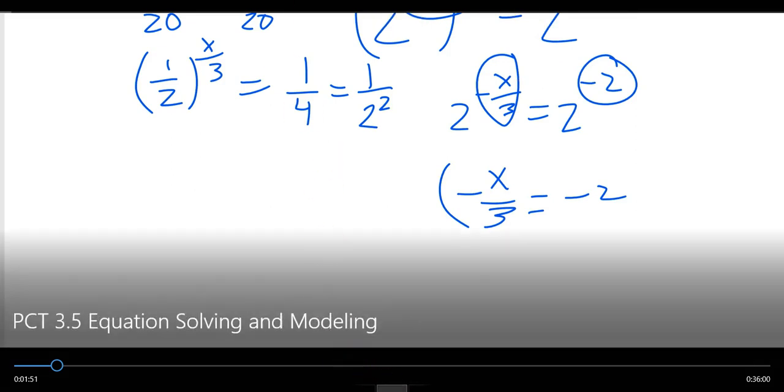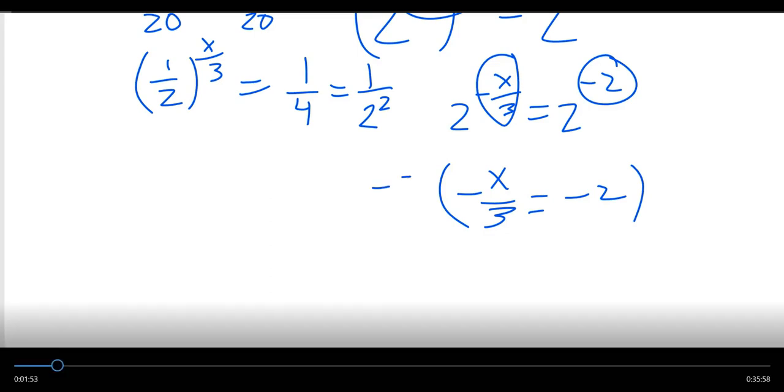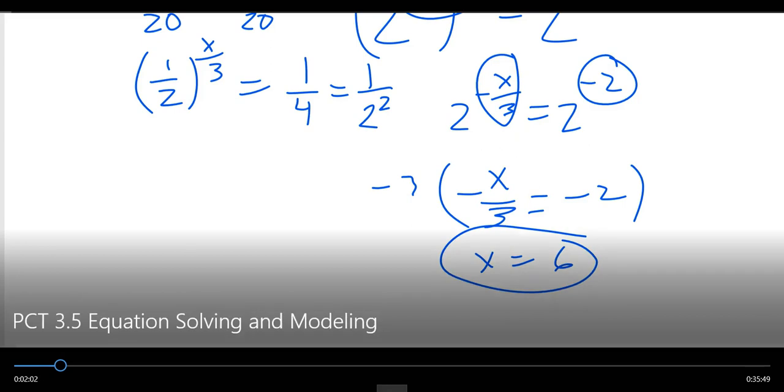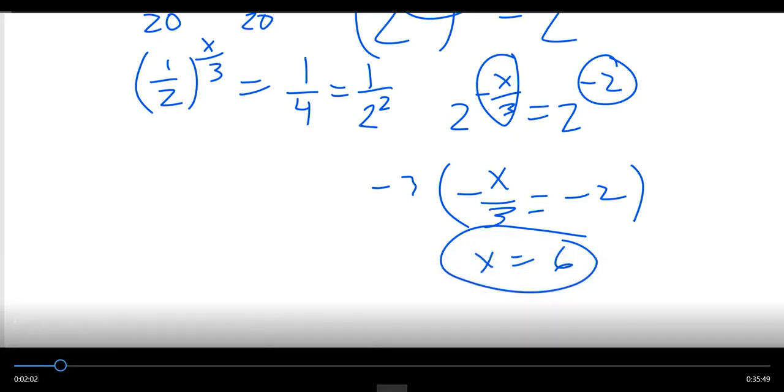Let's listen to myself. Multiply everything by negative 3, and we get x equals 6. Good job. So, we didn't need a machine for that one. No machine. If we made them uglier than that, in fact, we are the machine. Yes, we would need a machine. You're right.